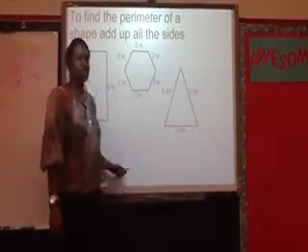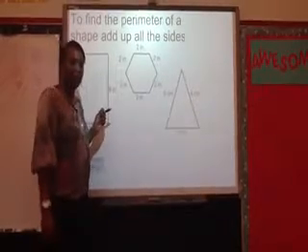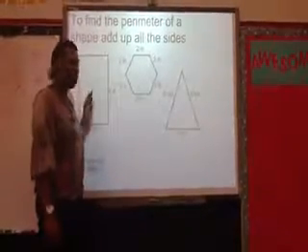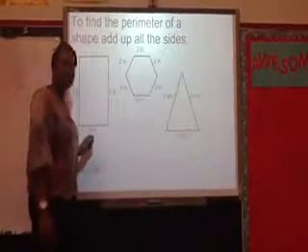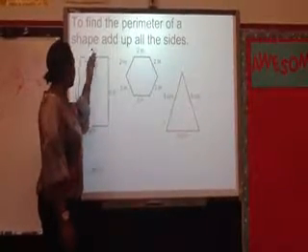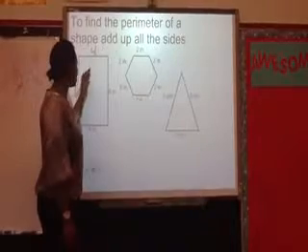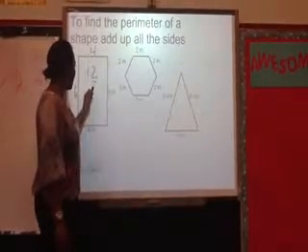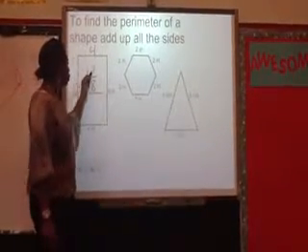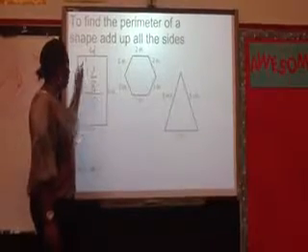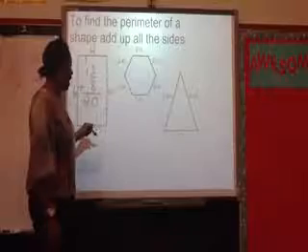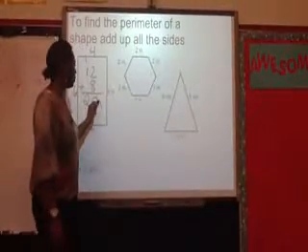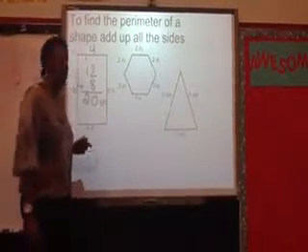So here we have this rectangle. In a rectangle, we know that the opposite sides are equal. So if this side is 6, then this side is also 6. And if this side is 4, then this side is also 4. 6 plus 6 is 12. 4 plus 4 is 8. 12 plus 8 is 20. So the perimeter of this rectangle would be 20 inches.